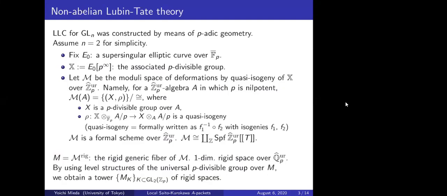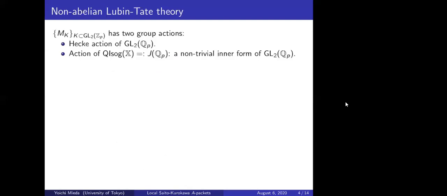But by using the level structure of the universal p-divisible group over this M, we can construct a very interesting tower of rigid-analytic spaces over this M. This is a local analog of a tower of modular curves. Then we have interesting group actions on this tower of rigid-analytic spaces. The first is the action of GL2(Q_p). This is precisely a local analog of a Hecke action of GL2 of finite adeles on modular curves.